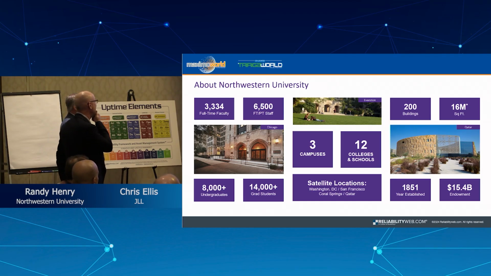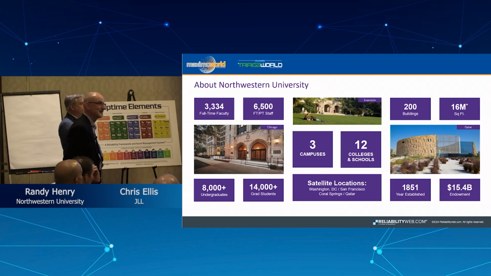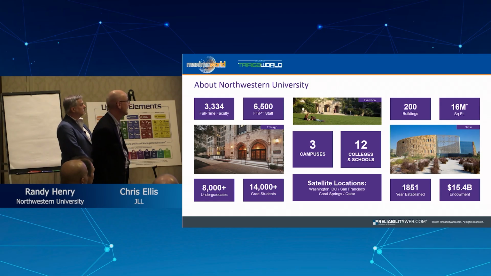These are just some of the stats there. The student body, as you can see, we've got 8,000 undergrads and 14,000 grad students. And then as far as faculty is concerned, we just have a little over 3,300, and there's 6,500 of us full and part-time staffers. Just some facility specs over there for you. We've got a couple hundred buildings, and we're managing over 16 million square feet.